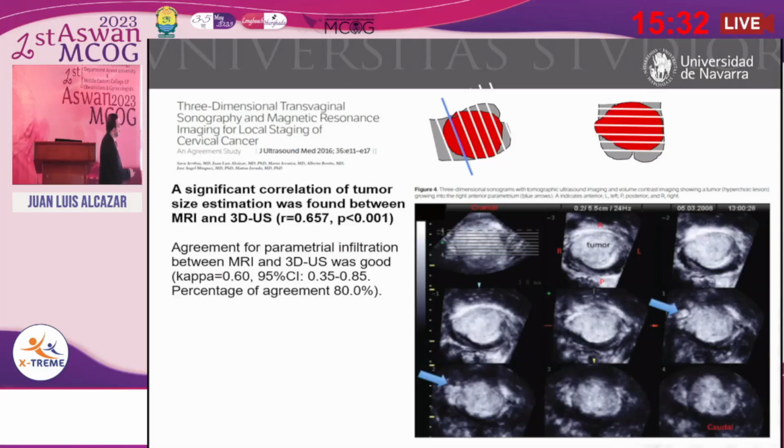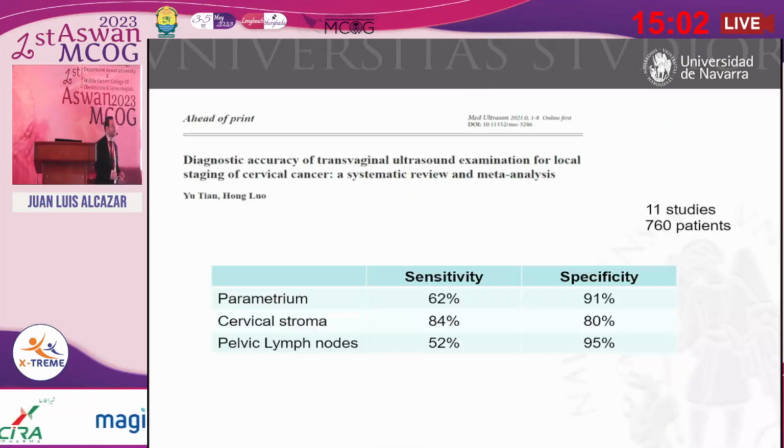So the tumor is here. This is the stroma of the cervix. The tumor is very close to the anterior serosa of the cervix, okay? But when you go down, you will see how the tumor is infiltrating the parametrium here. So the parametrium is infiltrated not there, but here. So by using 3D ultrasound, you can also detect the infiltration of the parametrium.